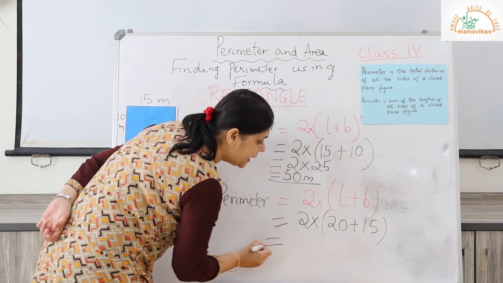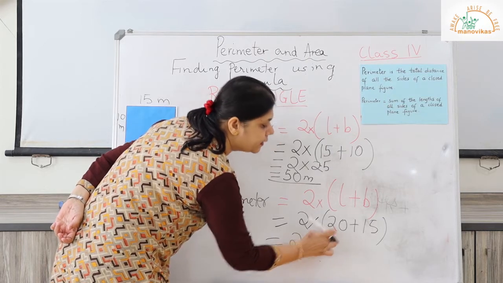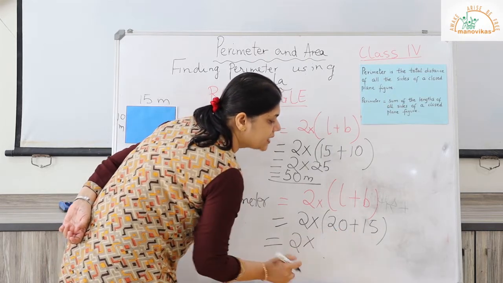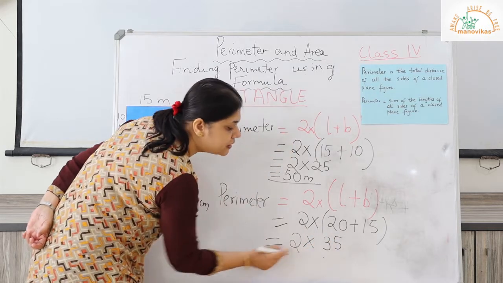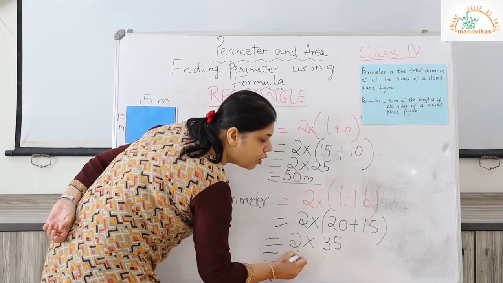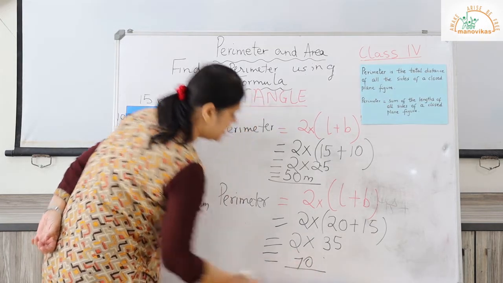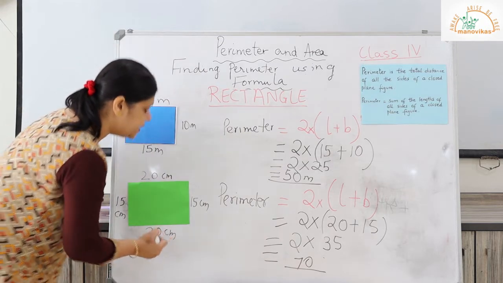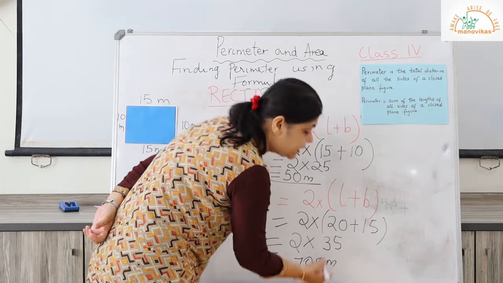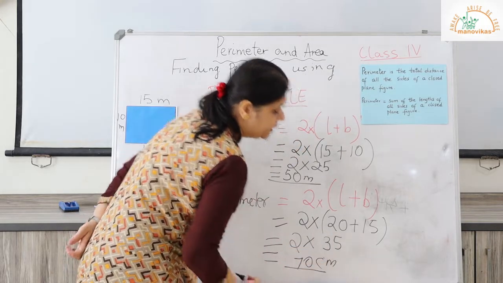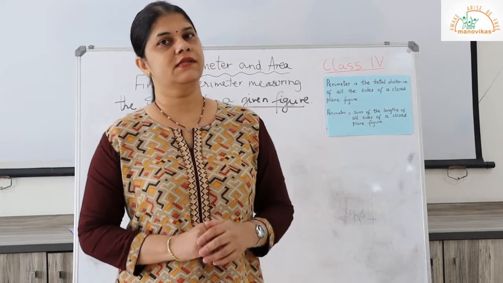Now, what did I tell you? 2 multiplied by, write this answer. 20 plus 15 is how much? 35. 2 multiplied by 35 will give you how much? 70, right? So that is the answer. 70 centimeters. Do not forget to write the units. Children, this was the last part of today's session.